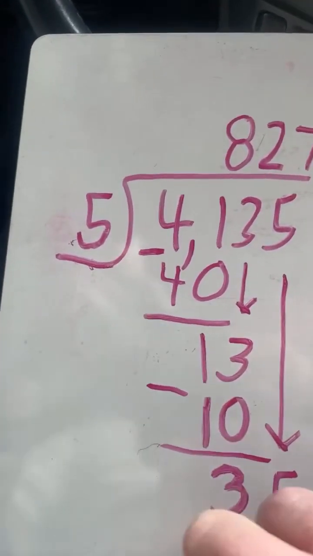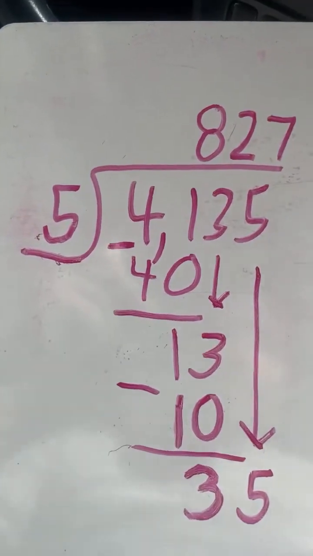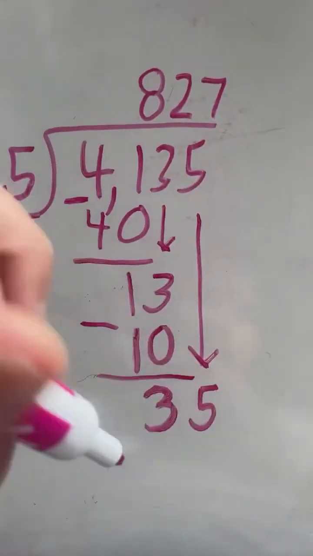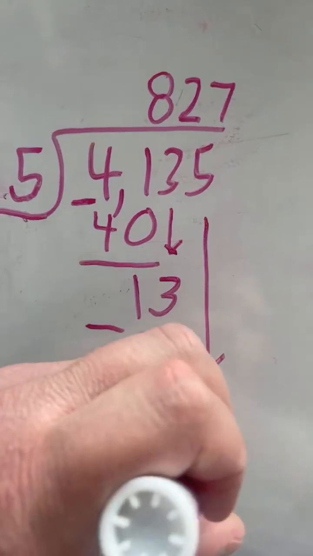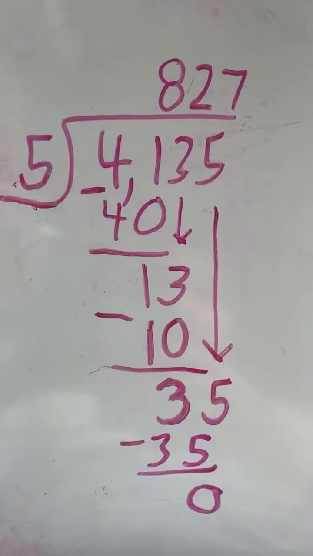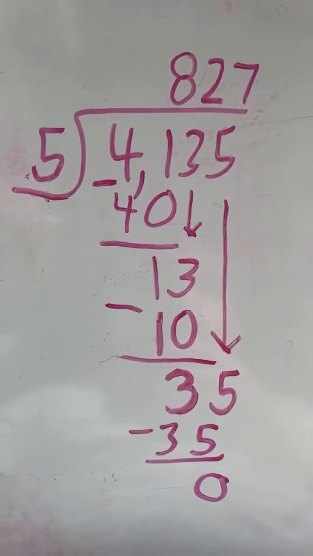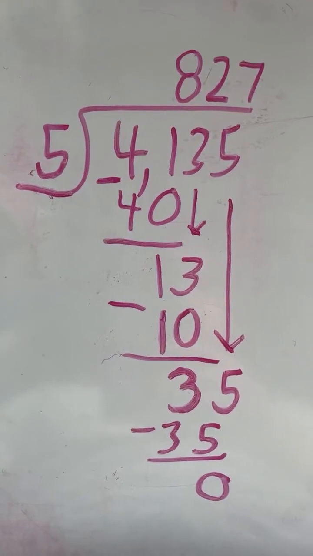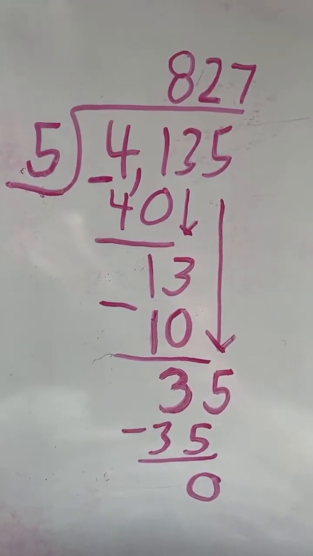So we're going to do 35 minus 35 to see if there is any remainder. There is not, so we have a whole number answer. 4,135 divided by 5 equals 827.